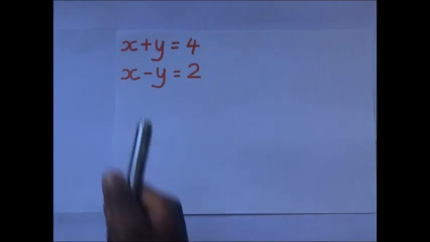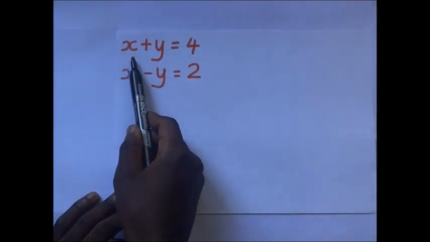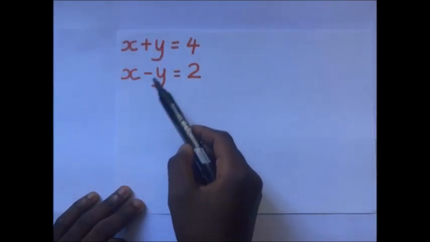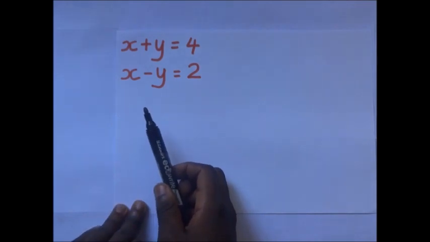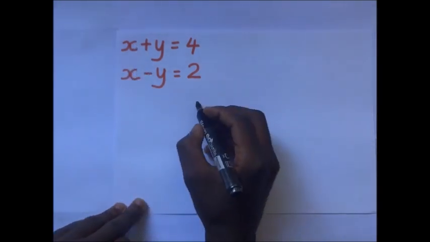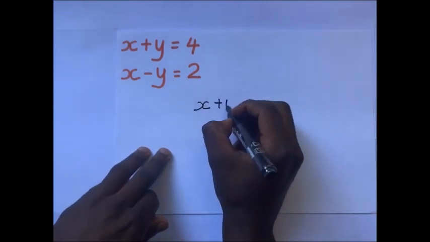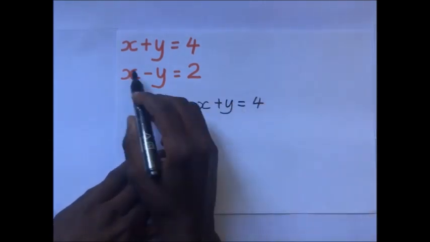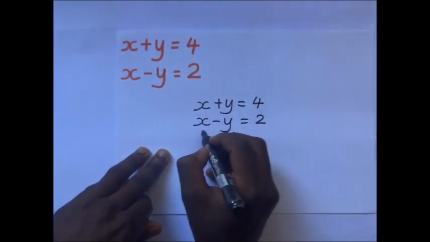So we'll start working. We have these two equations. So we can choose. What can we eliminate? Can we eliminate x? Should we eliminate y? Now for this case, let us choose. We can choose any, but let's choose x. So we have the equations: x plus y is equal to 4. Then we have x minus y is equal to 2.